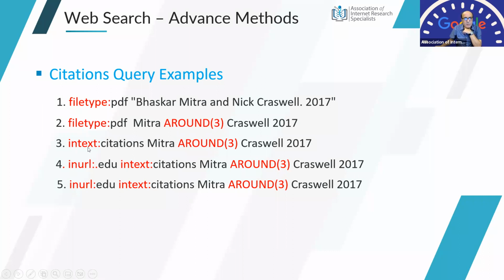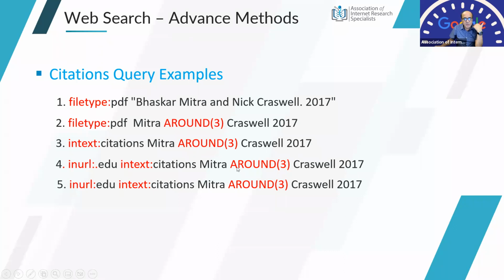Similarly, if I have to look for something to do with Mitra and Crosswell, but on the HTML page, or the index that has a static index page built from the HTML, which is not the same as PDF. PDF is another version of the file. I'm going to use index with a colon sign, so that it's just going to direct the search on pages or web pages. Now, citations is the word I want. Mitra around 3 Crosswell 2017, I can do that.